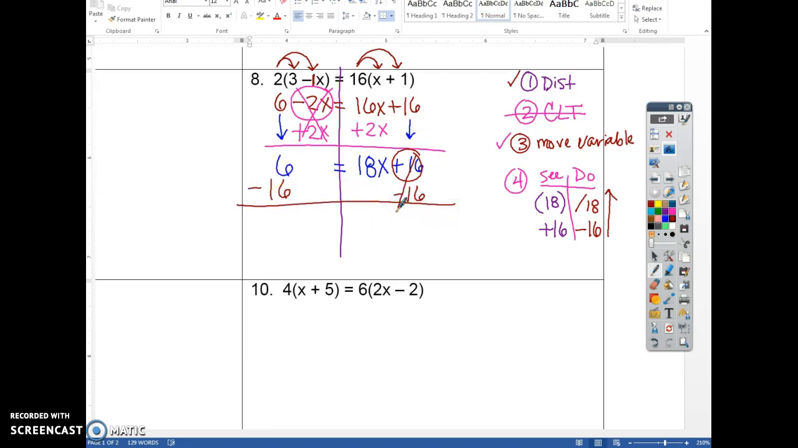6 minus 16. 6 minus 16 is a negative 10. Equals, bring this down, 18x. Divide by 18 on both sides. The x is on the right side equal to whatever that is.